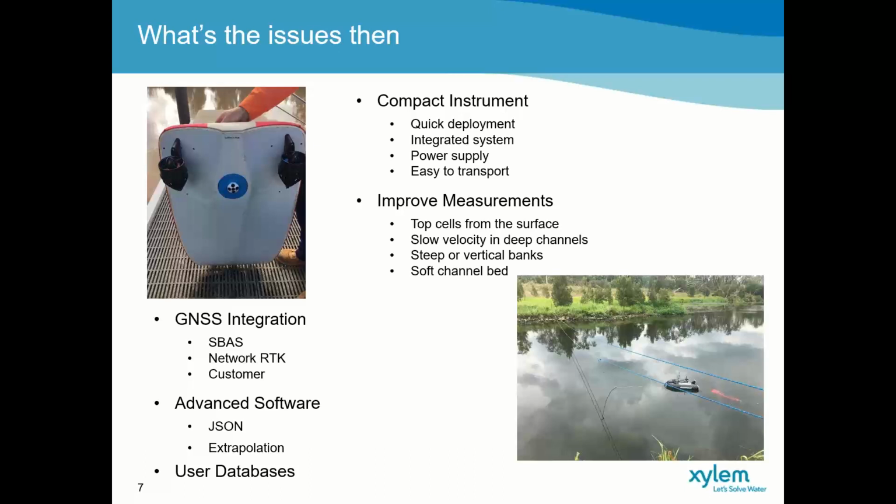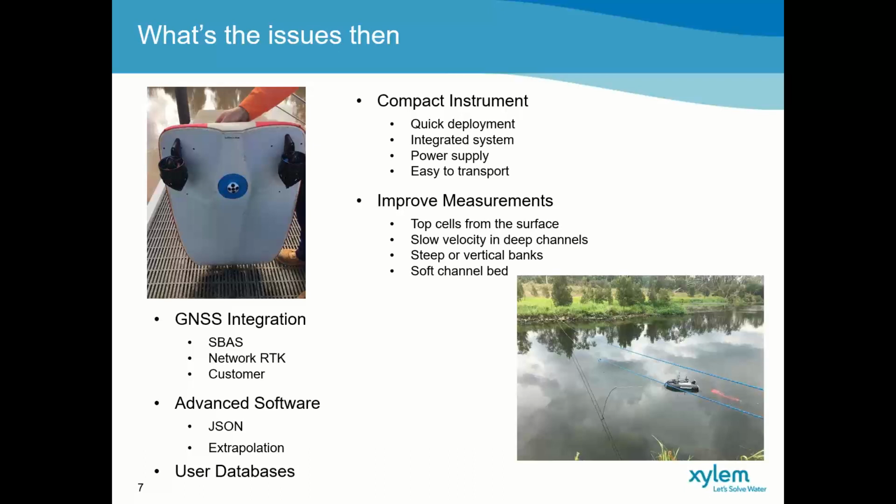Network RTK is a more modern type of solution, advanced network corrections that are provided to get very accurate RTK positioning. And then also the ability to incorporate any type of GNSS solution. A lot of customers use different brands and variations of GNSS antennas or smart antennas, and the requirement to incorporate those has become more and more common.